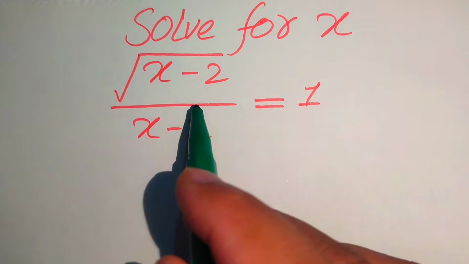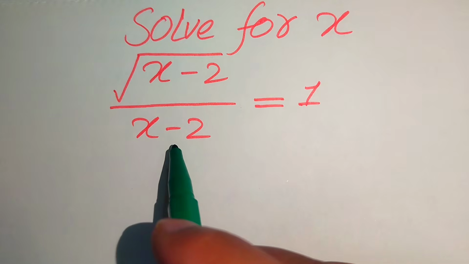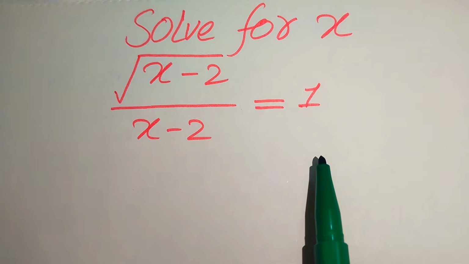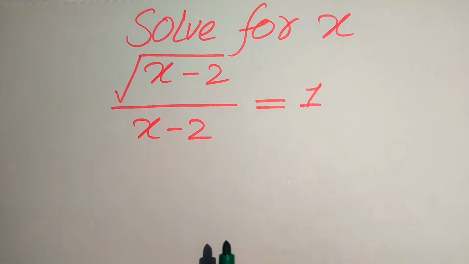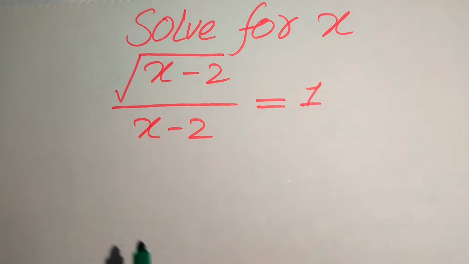So here we have (√(x−2))/(x−2) = 1, and we solve this problem for all the values of x. So here we solve this problem by two methods.